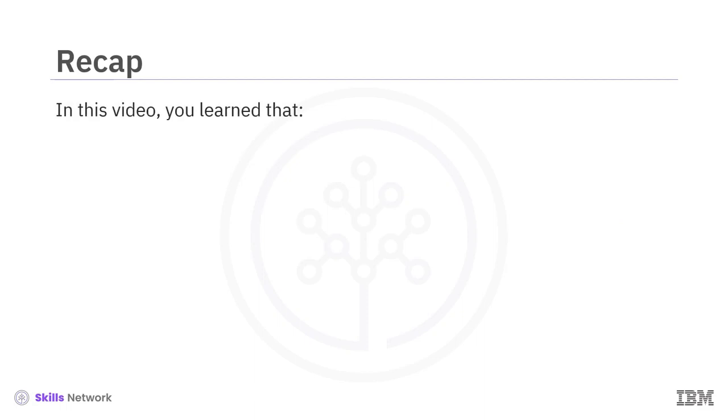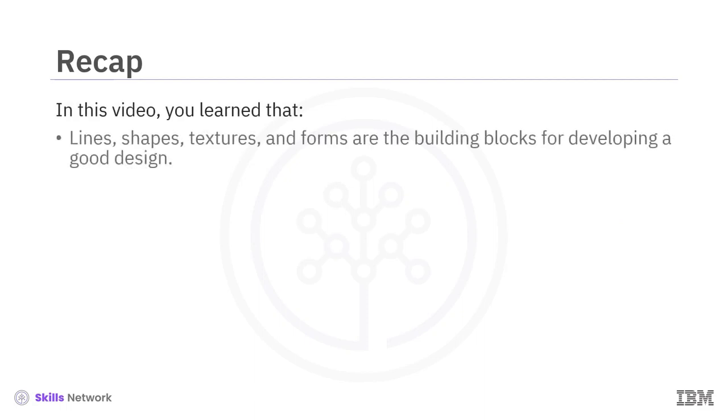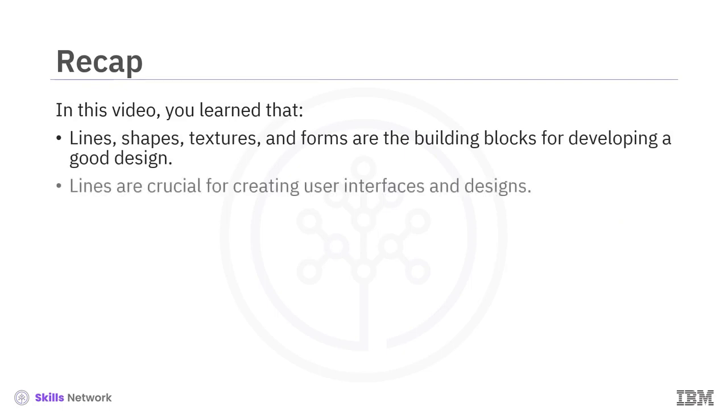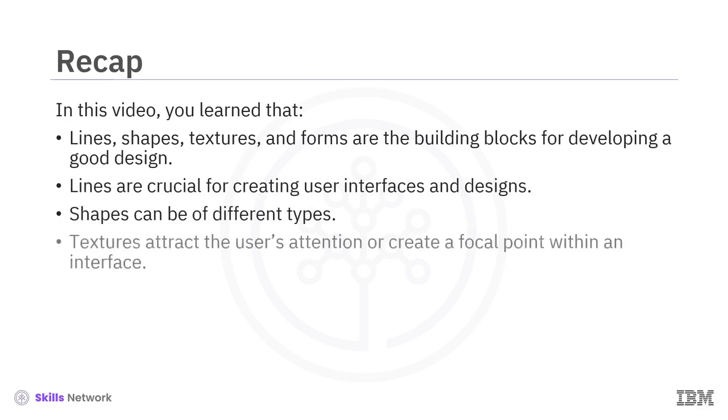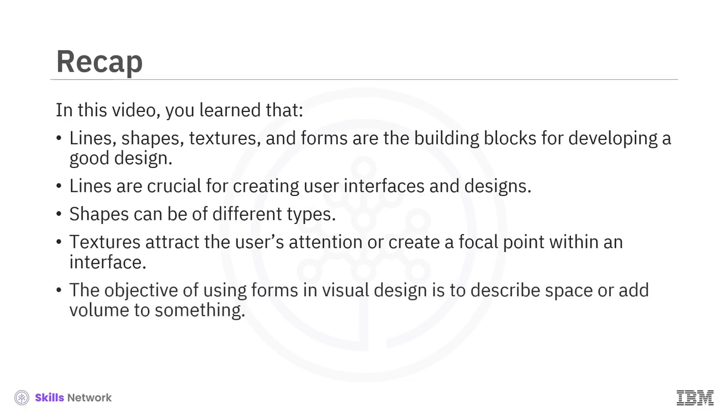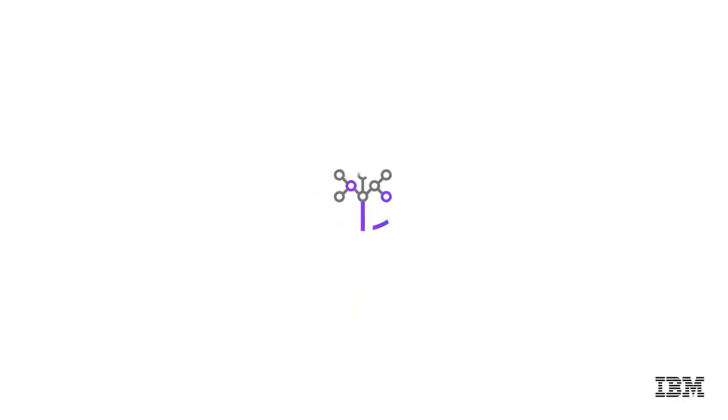In this video, you learned that lines, shapes, textures, and forms are the building blocks for developing a good design. Lines are crucial for creating user interfaces and designs. Shapes can be of different types. Textures attract the user's attention or create a focal point within an interface. The objective of using forms in visual design is to describe space or to add volume to something.